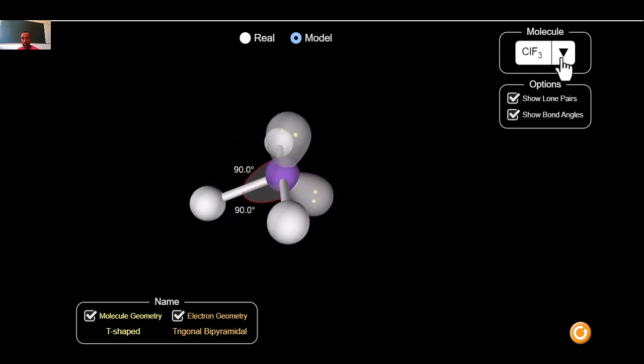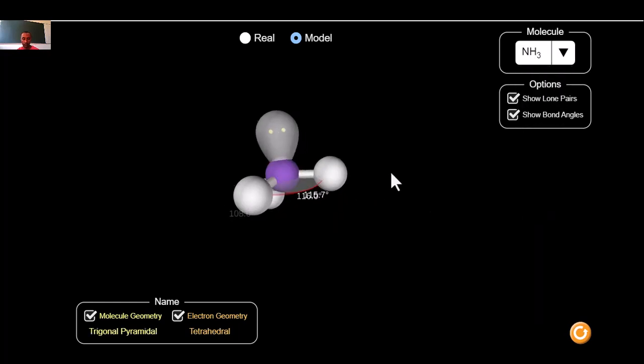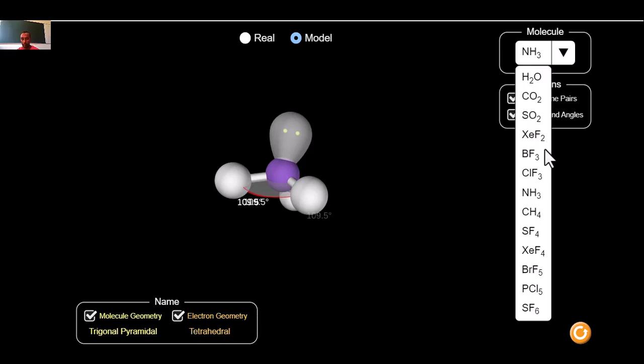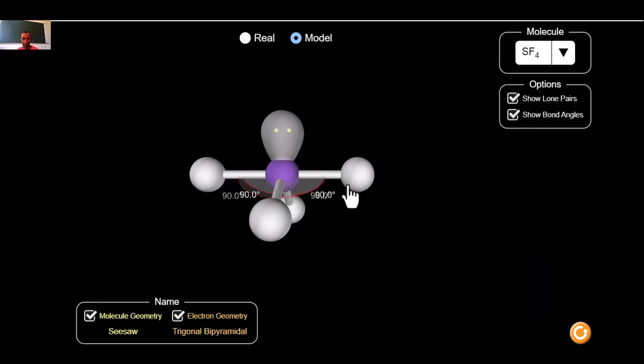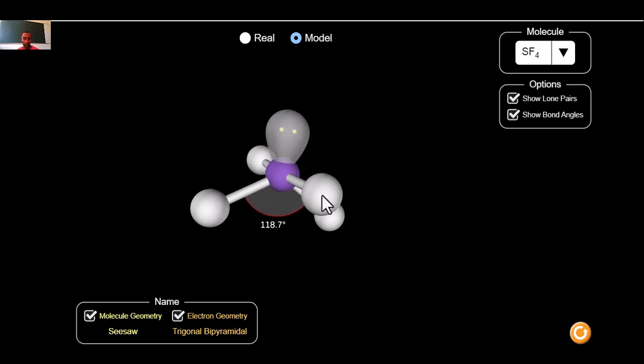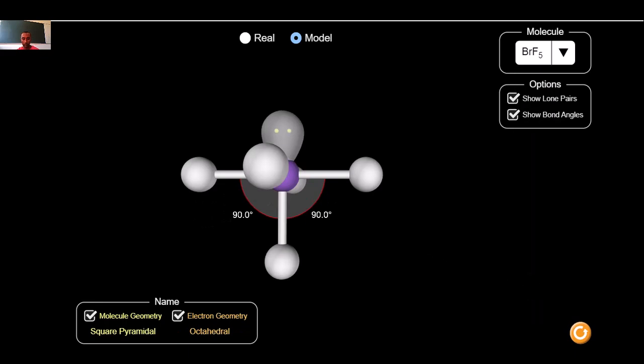Another is ammonia. You can see the molecular geometry is trigonal pyramidal and the electron geometry is tetrahedral. And like for this molecule, you can again consider the molecular geometry and electron geometry and the like. So this is all about today's lesson.